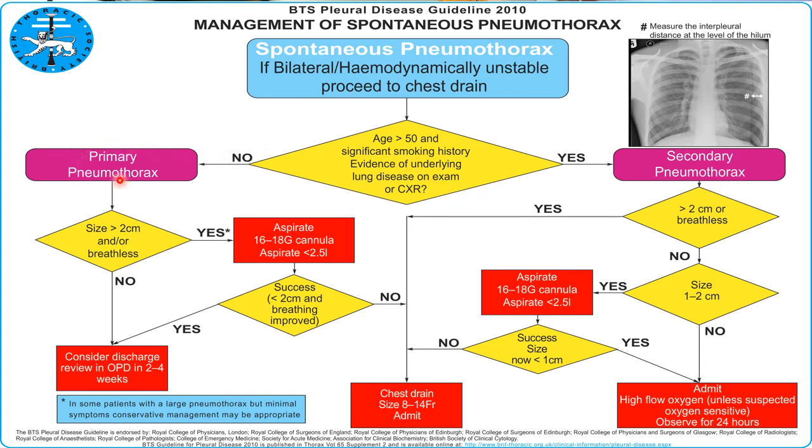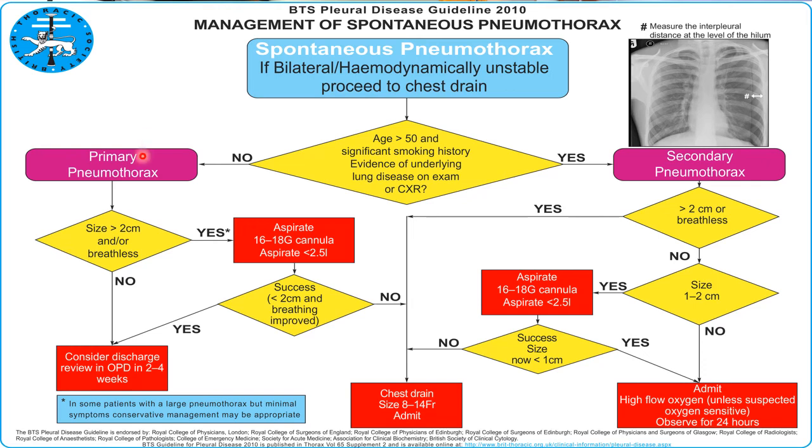If not, this is a primary pneumothorax. So for that patient, he is 45 years old, so less than 50, and actually it's not a significant smoking history. 5 cigarettes a day for 3 years is not a significant smoking history. And the X-ray didn't show any underlying problem apart from the pneumothorax.